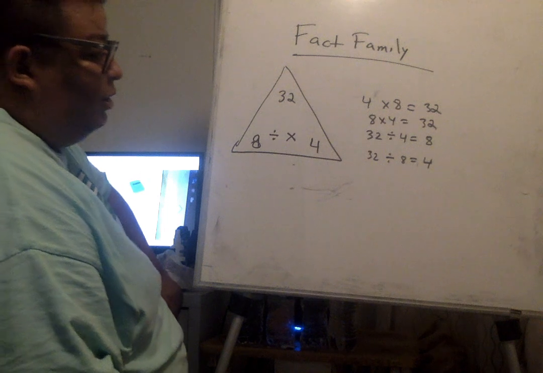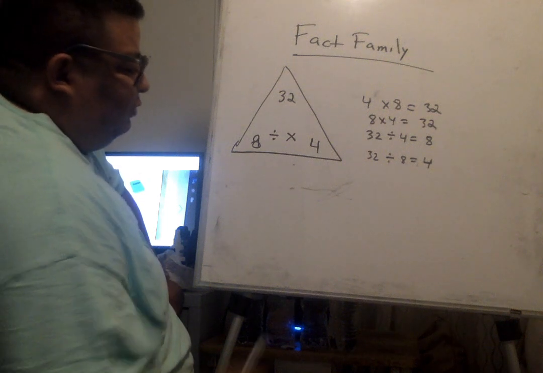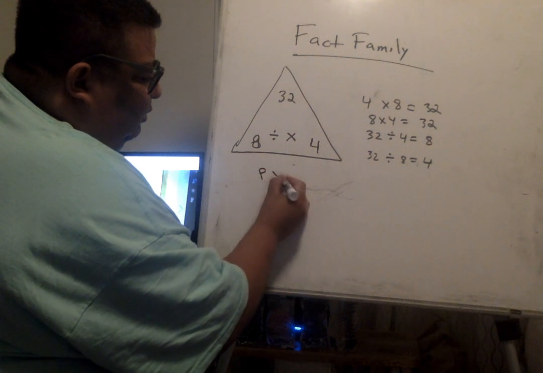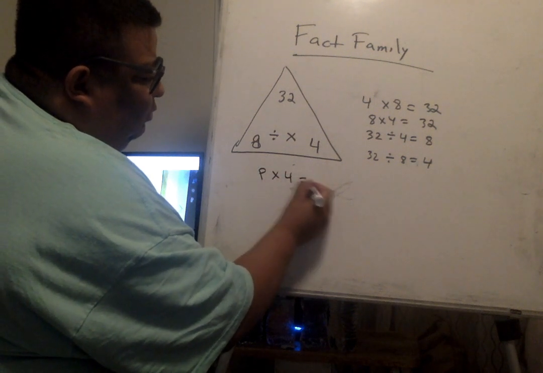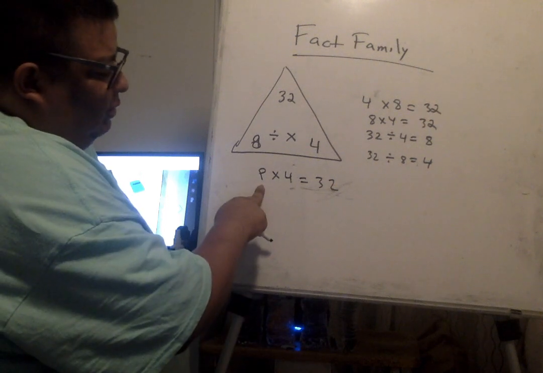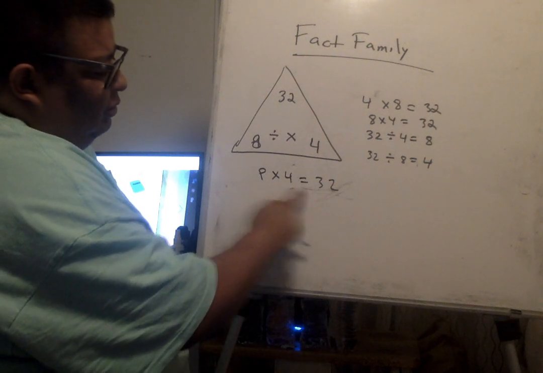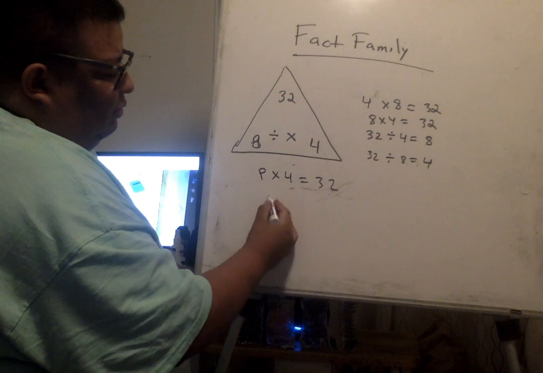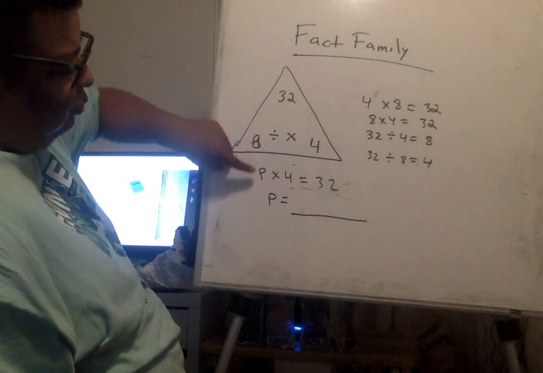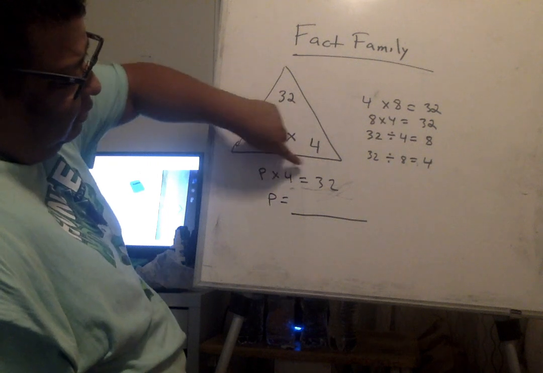So now we can come up with algebra questions. For example, let's say p times 4 equals 32. They're going to give you something like this in algebra: p times 4 equals 32, and then you need to find p. It gives you a blank. So what number multiplied times 4 gives you 32?